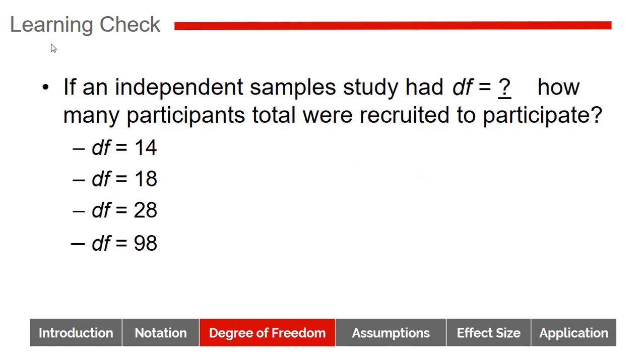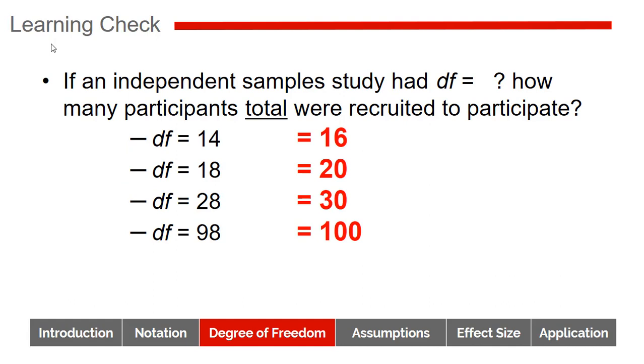So we're going to think about it just a little bit differently now. If an independent samples study had a degrees of freedom of blank, how many participants total were recruited to participate? Well, think about what we just said. The degrees of freedom are found by finding the degrees of freedom for each group and adding them together. Or you can just take the total n and subtract 2. So think about that now.